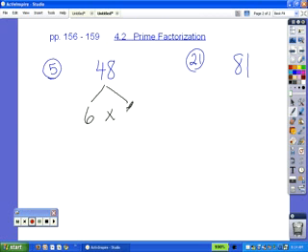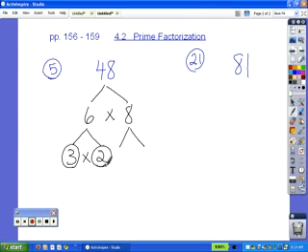For 48, I'm going to try 6 times 8. Since neither 6 nor 8 is prime, we have to break both of those numbers down into their factors. To get 6, I could multiply 3 times 2. Since 3 and 2 are both prime, I'll circle them, and that part of the factor tree is complete.